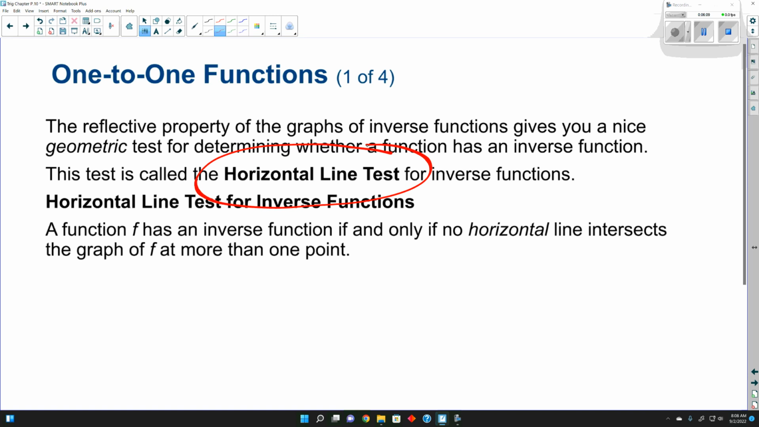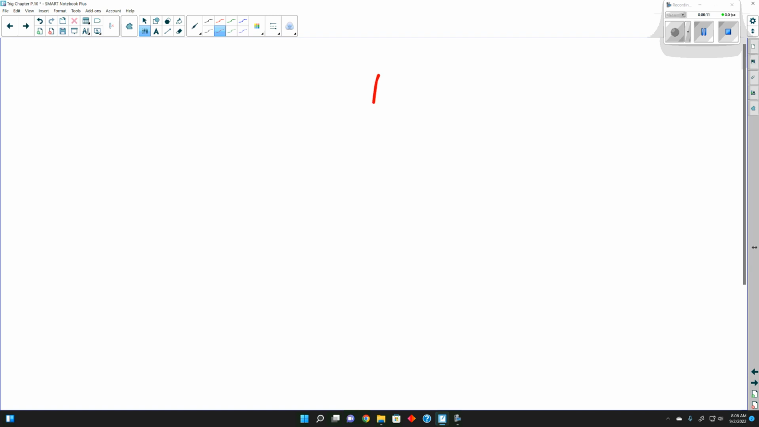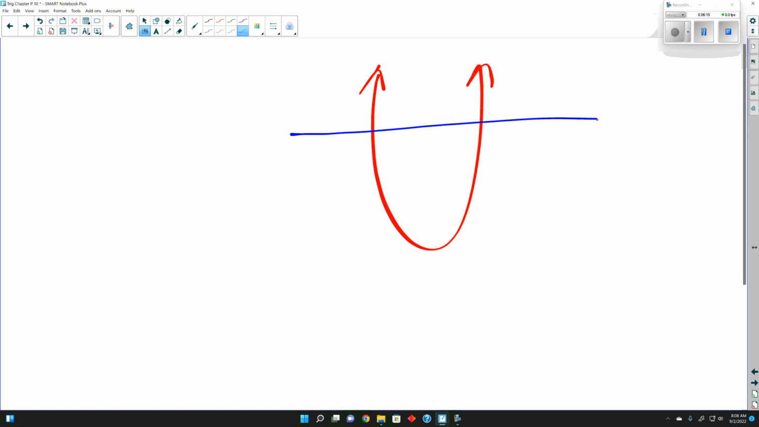One of the examples for this is a quadratic, a U-shaped function, because it's very easy to draw a line and cross the graph twice. It's not going to have an inverse. The reason we're saying that is because if it's going to be a function, we can't have one x value for two y values. It just does not work.